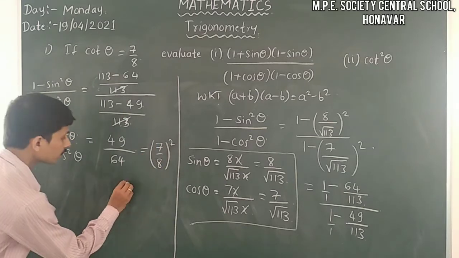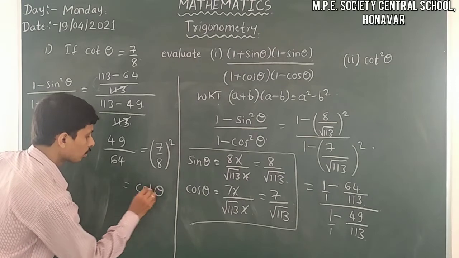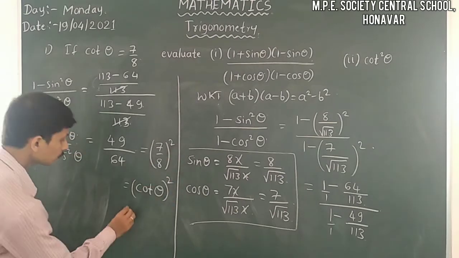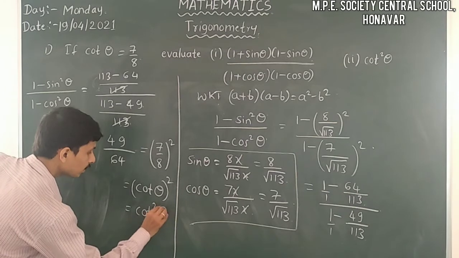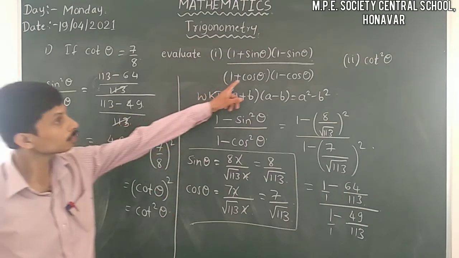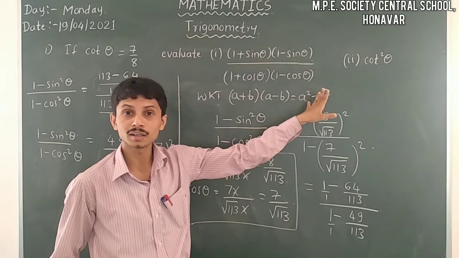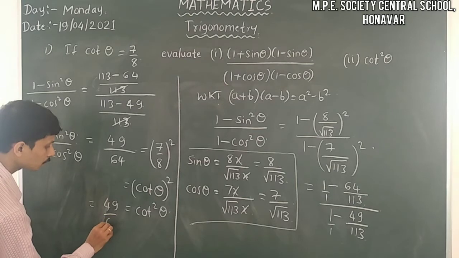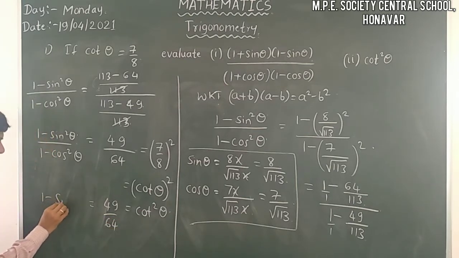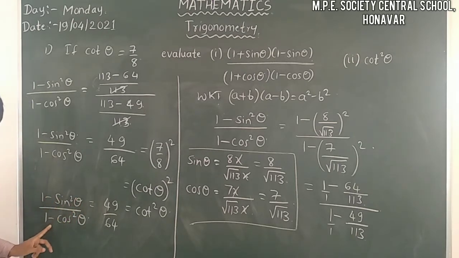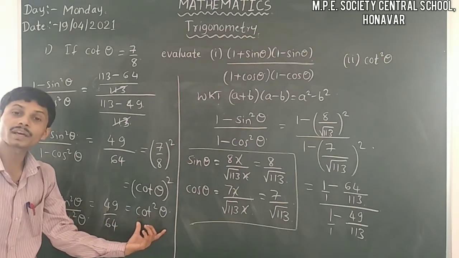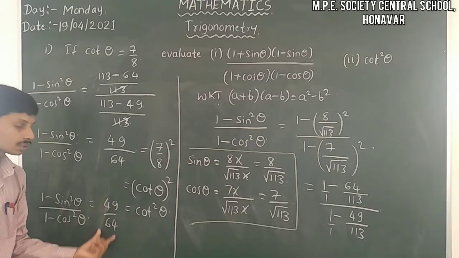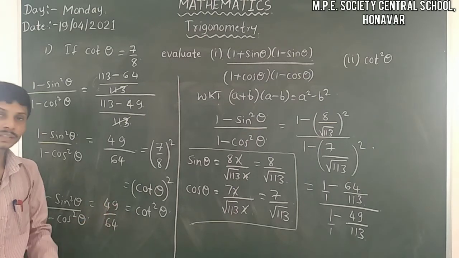It is cot theta, cot theta whole square, so this one we can write as cot square theta. So both are the same here. That is, cot square theta is equal to 49 by 64, as well as (1 minus sin square theta) divided by (1 minus cos square theta). The result will be the same as cot square theta, and both the values are 49 by 64.